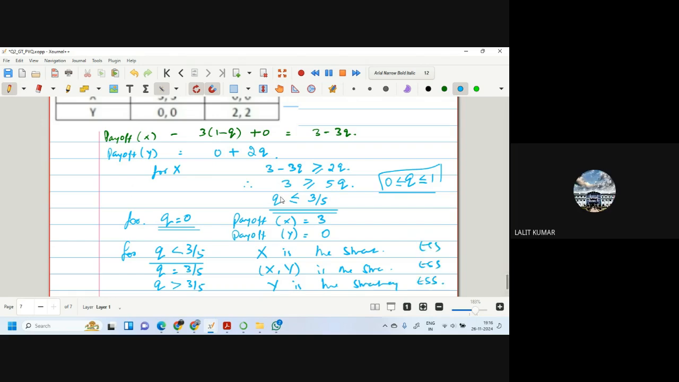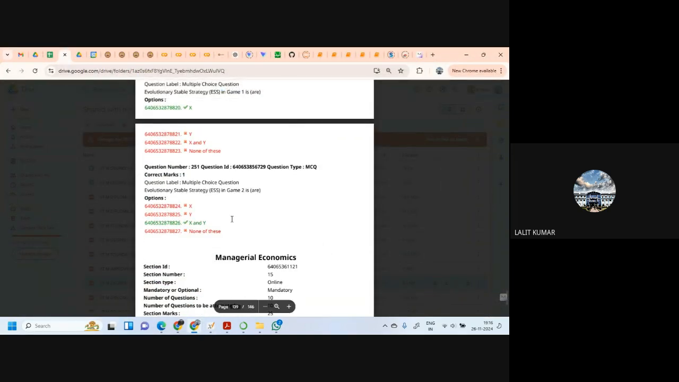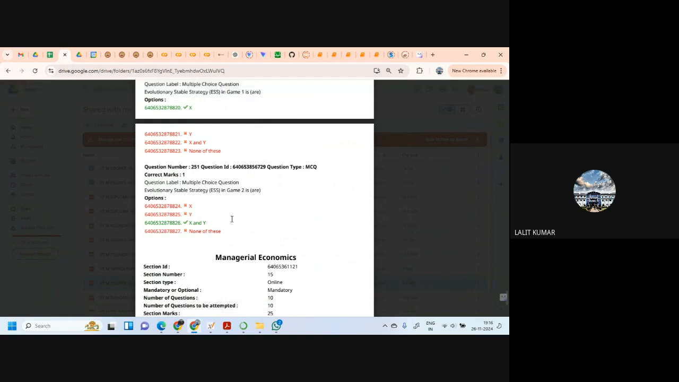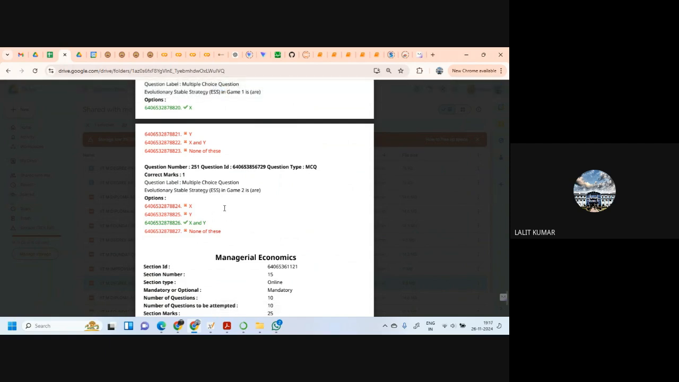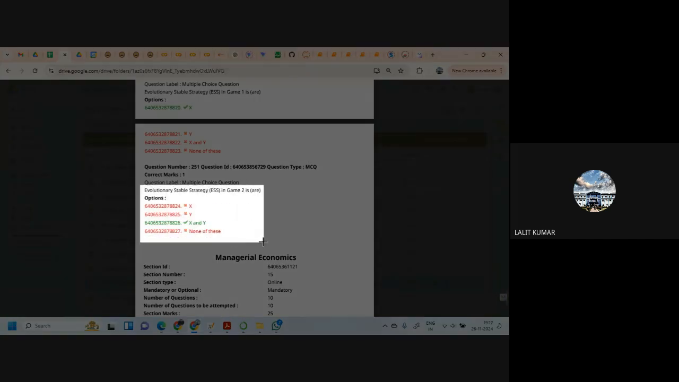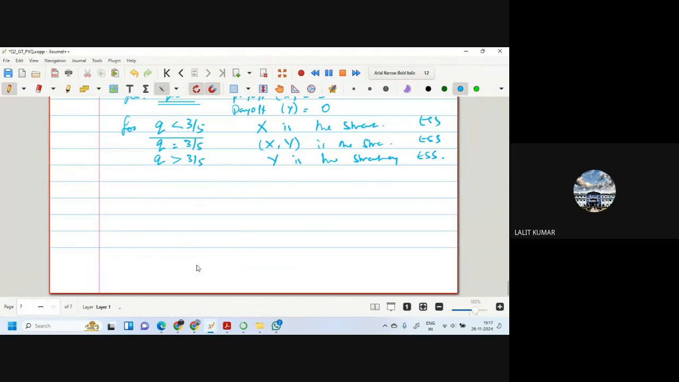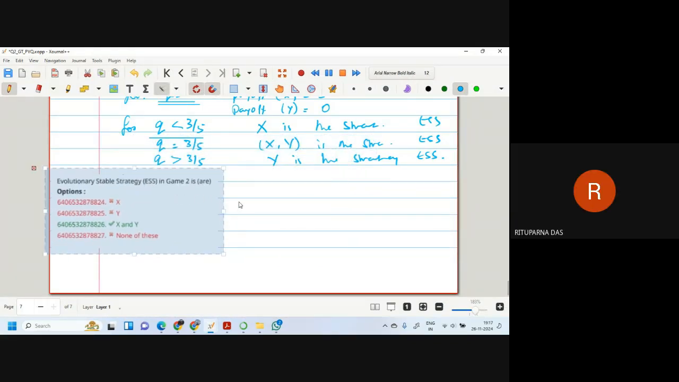Okay, let's see again what they have given. The evolutionary stable strategies in game 2: what they have considered is the scenario where q is equal to 3 by 5. If q is equal to 3 by 5, then both x and y become evolutionary stable strategies. For this ESS part, please go through my Week 5 notes so you will understand it.